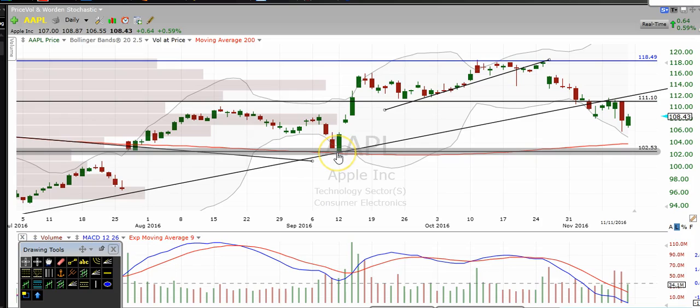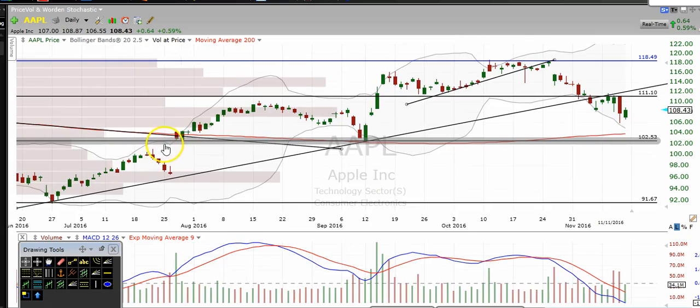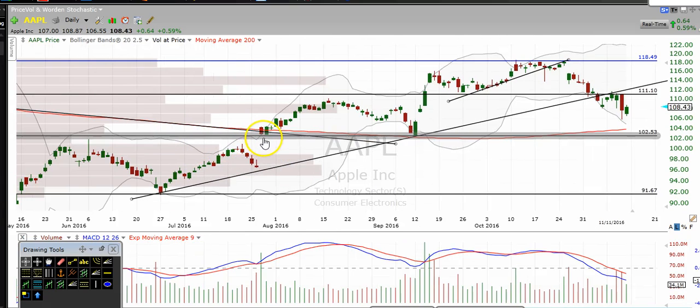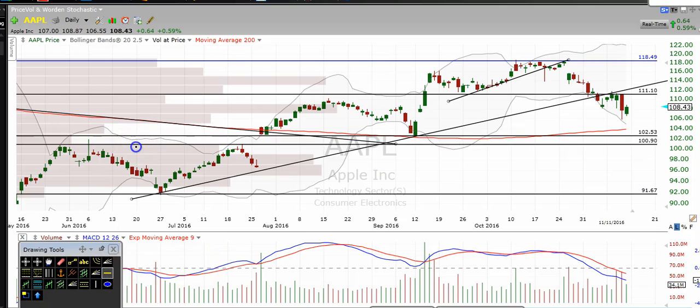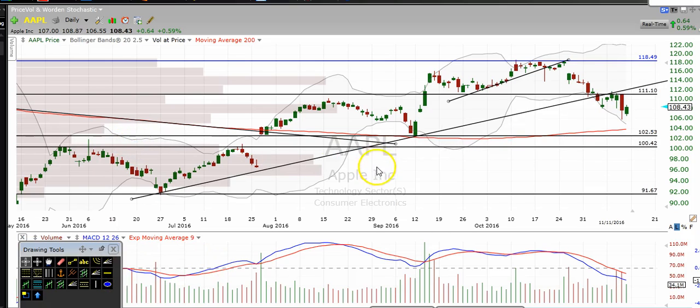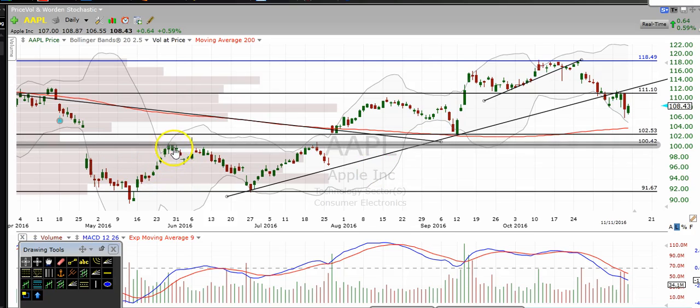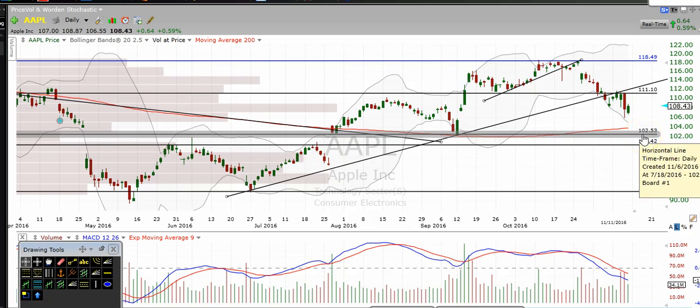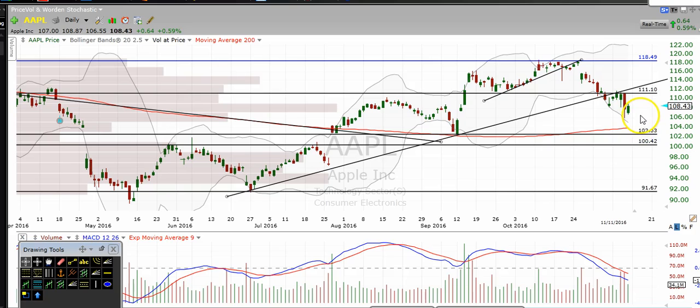You can see this is where we bounced right here in the early days of September, as well as here in late July. That is the best support level for Apple, as well as the 200-day moving average down there as well. We also have a pretty decent level of support down here at about $100. You can see it was resistance several days right here, and then several days right here. So between 102.50 and $100 is going to be that nice support level here for Apple, where we could potentially get a bounce. But 111 resistance in the meantime.